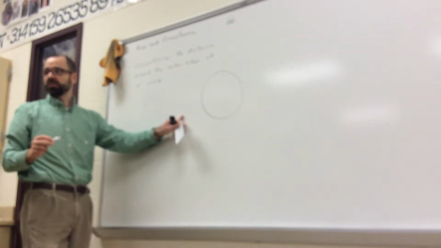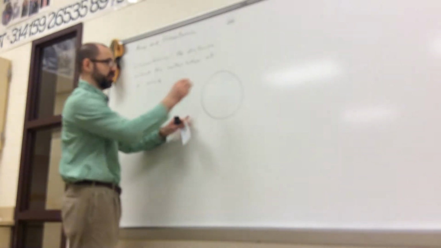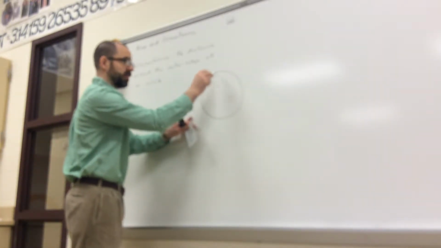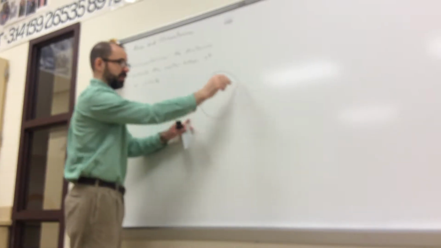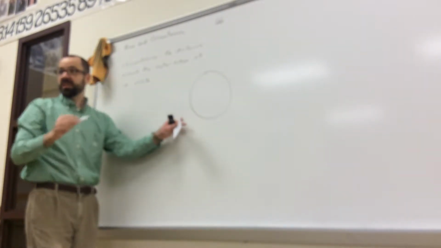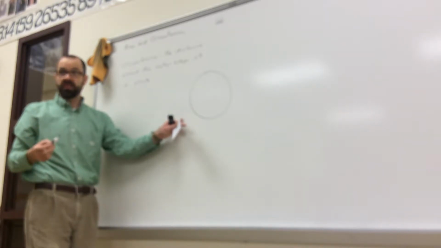So there's a circle. If you start here and then walk all the way around the outer edge, the distance it is all the way around, that's called the circumference.